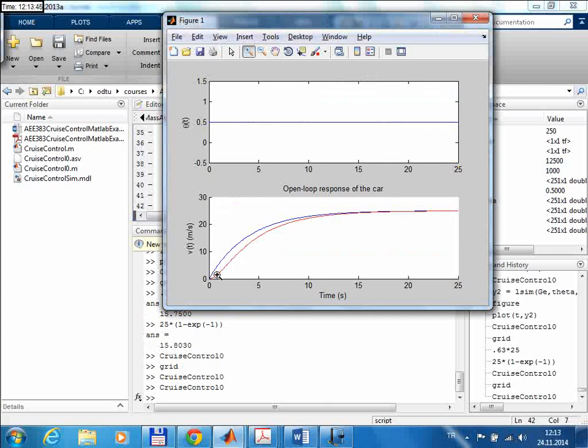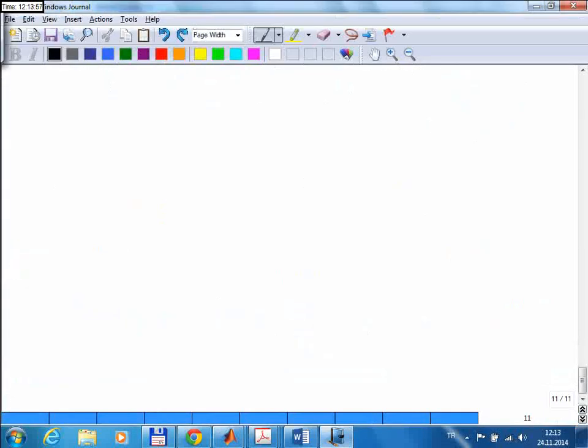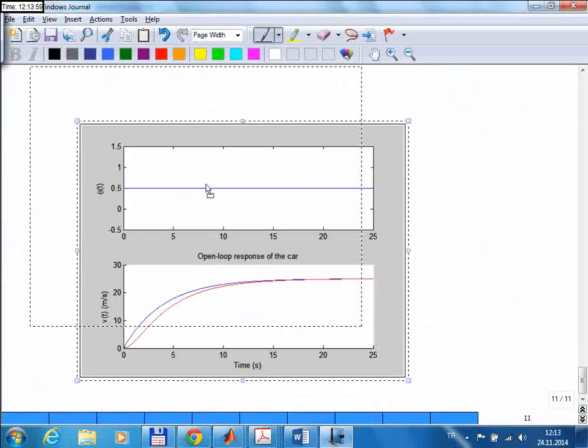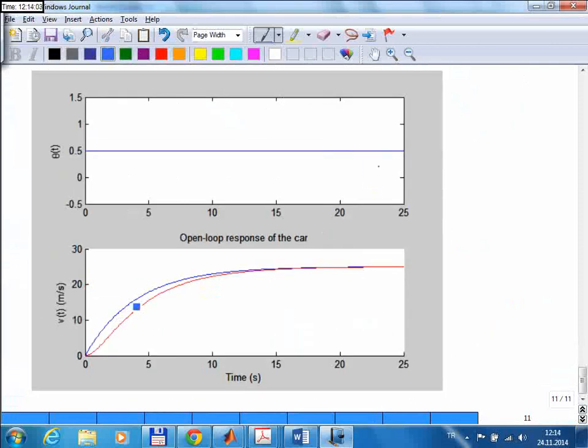Okay, so the red one is the new response. So this blue one is the response with the static engine model. The red one is the response with the dynamic engine.